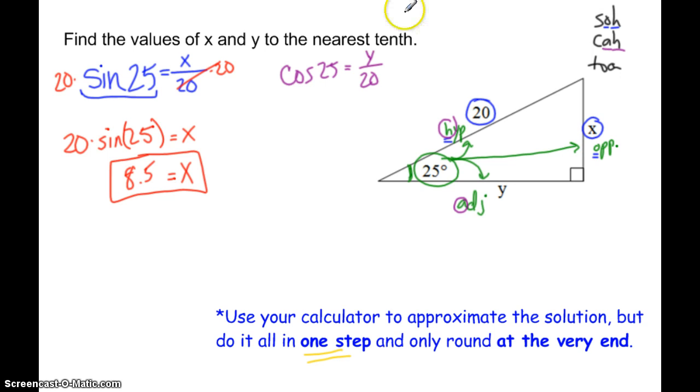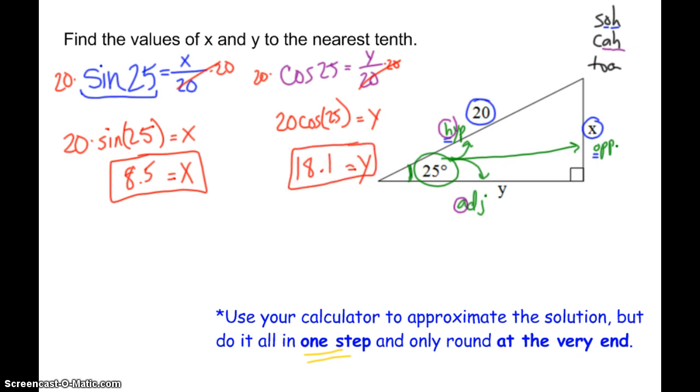And so again, I multiply by 20 on both sides to get rid of the 20 on the right. And I can take my calculator and plug in 20 times the cosine of 25. I'll give you a minute to do that. When you plug that into your calculator, you should get, again, this is approximate because I'm rounding, 18.1 as our approximate answer for y. Okay? So that's how we use our trig functions to find the missing sides of a triangle when I only have one side, but I know one of my angles.